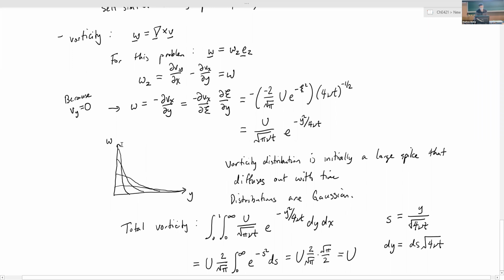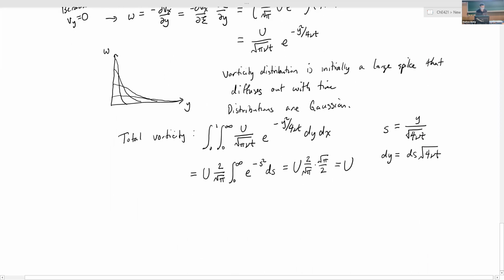Initially, I have very high vorticity, but it's concentrated at the surface here. But that diffuses out and spreads out over time. It turns out that the total vorticity is actually preserved here. It's conserved. It's just equal to U right here. Okay, so the total vorticity is conserved.